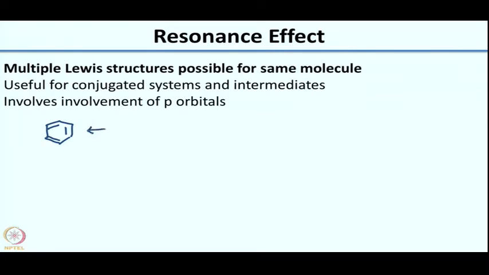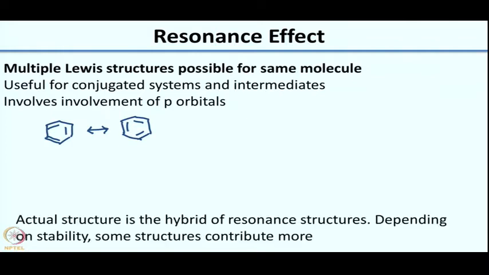You would have seen an arrow like this shown to depict resonance, and these would be the two resonance structures of benzene, and the actual structure is the hybrid of both the resonance structures. In some books the actual structure is shown as a circle to show that all these electrons are moving along. These are very useful for conjugated systems.